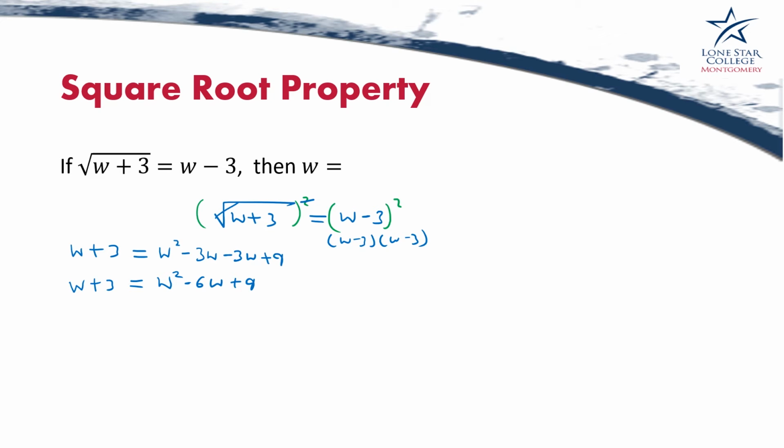So now, dealing with the quadratic, we want to bring everything over to one side. Because we have more things on the right than we do on the left, let's bring the stuff on the left over. So we can subtract w, and go ahead and subtract 3 as well. So this goes away, this goes away. We're left with just w squared minus 6w minus w is minus 7w, and 9 minus 3 is positive 6, equals 0. So now we want to factor.